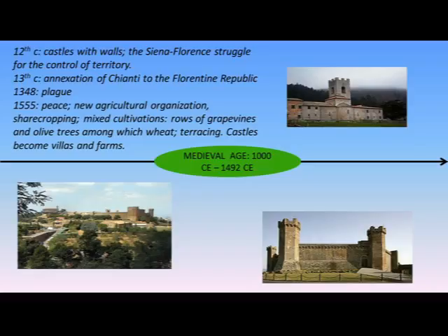1348, plague. 1555, peace, new agricultural organization, sharecropping, mixed cultivations, rows of grapevines and olive trees, among which wheat. Castles become villas and farms.